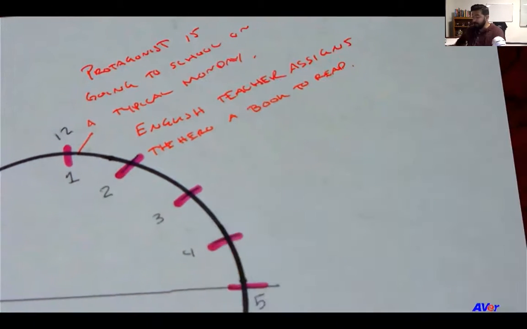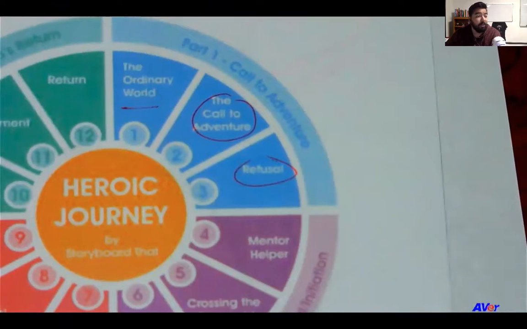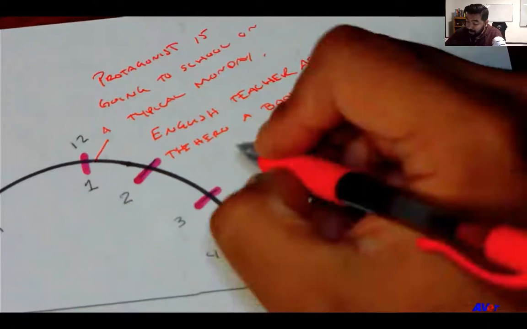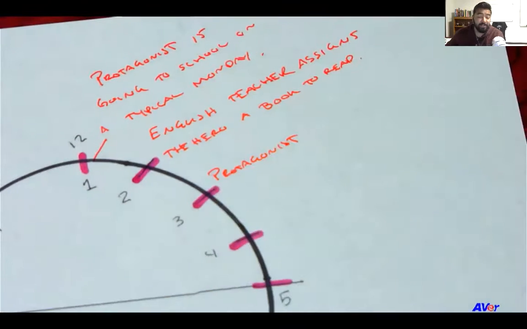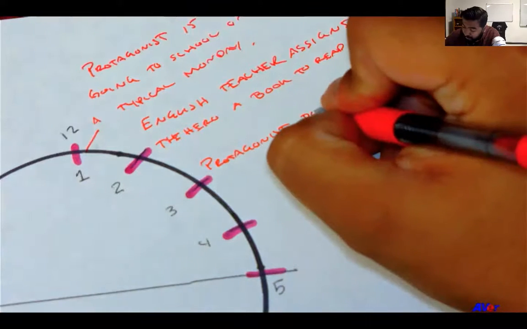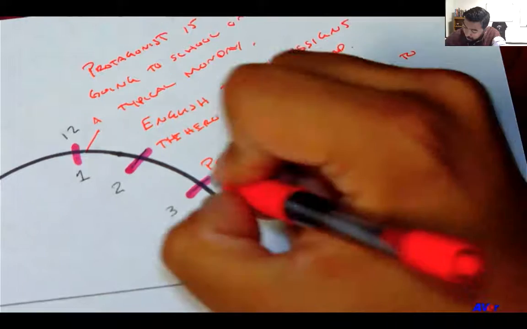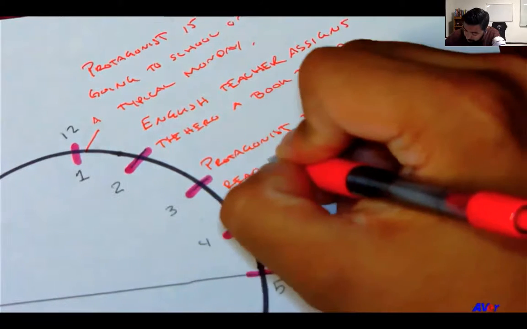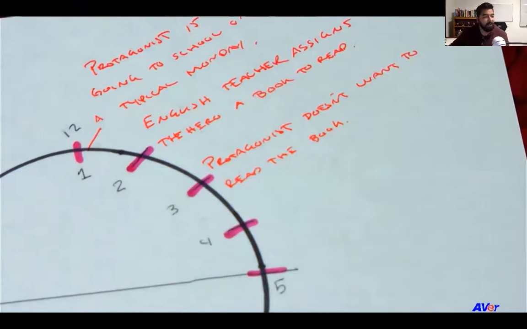Number 3, however, as we'll see as we speed through this, is the refusal. Remember, this is where the hero says, no, I don't want to do that. That sounds lame, right? I don't want to leave my comfortable world and do something that I don't want to do. And that's exactly what happens, right? The protagonist, the hero, me, the protagonist of the story doesn't want to read the book. Even tries to get out of it. He's like, I don't want to do this, try something else.